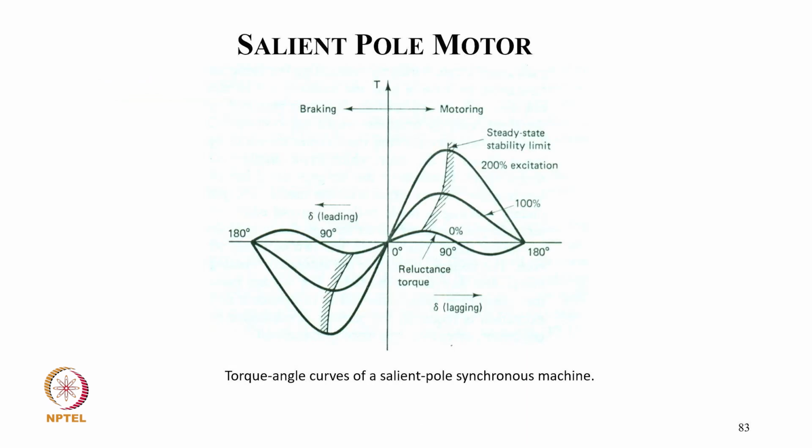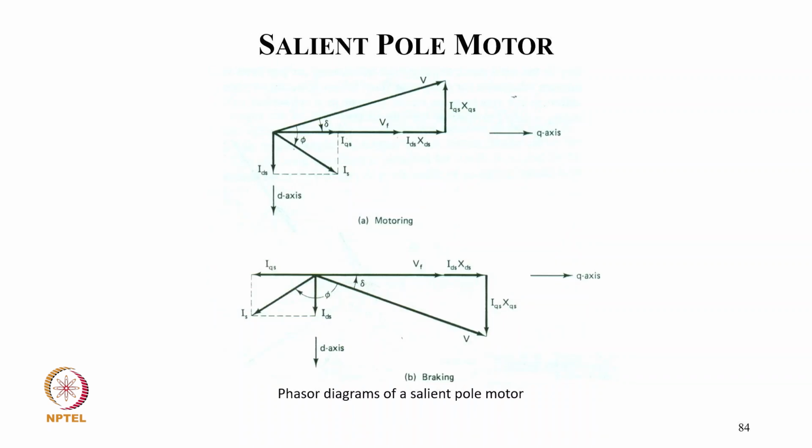This is the typical torque versus angle, power angle characteristic for leading and lagging mode of synchronous machine for motoring and braking mode. These are the phasor diagrams corresponding to motoring and braking mode.